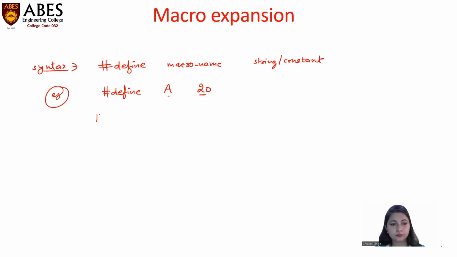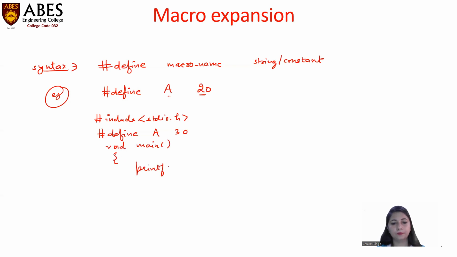Let us take an example. Here I have declared a macro A whose value is 30. So this is the code, and here we have defined a macro A whose value is 30. Before compilation, the code will look like this, where A will be replaced by 30. So when you actually compile the program, the output of this program will be 30. This value 30 would have been replaced before the actual compilation of the program. So this is the basic working of a macro.